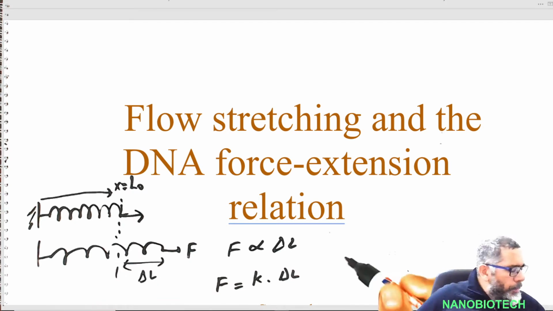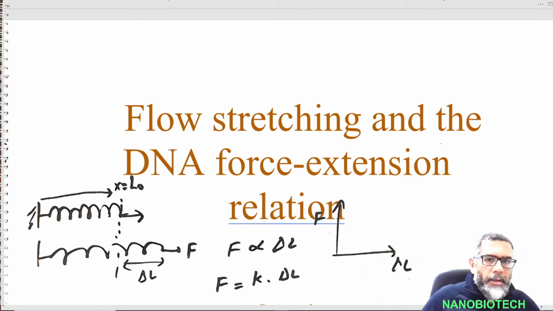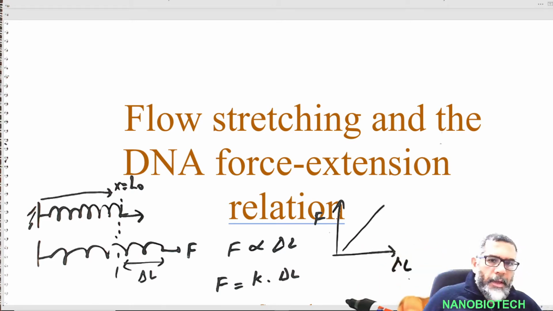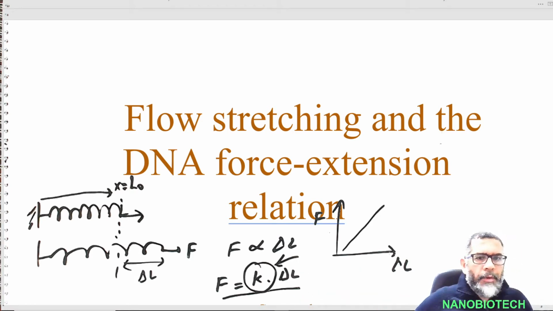And if you want to draw the force and extension graph, what you will get is this kind of graph, a straight line, because of this relation, right? Because F is linearly proportional to length, and the proportionality constant is the spring constant K. Remember this from 101.